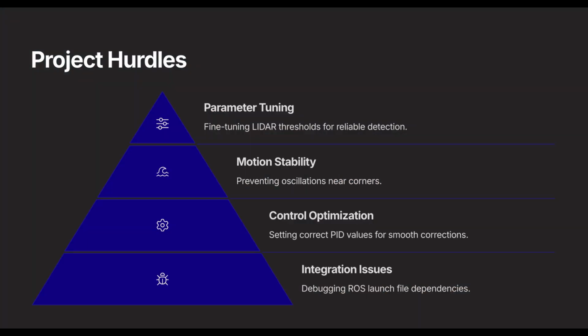Of course, we faced challenges while trying to implement this design. First, tuning the LiDAR threshold values to accurately detect walls was pretty tricky. We also had to deal with motion instability, with early versions of the robot oscillating heavily near the corners. PID tuning helped to smooth that out, and while launch bugs and parameter miscommunications also cost us time, we realized that overcoming these issues gave us a better understanding of the full-stack robotics integration.